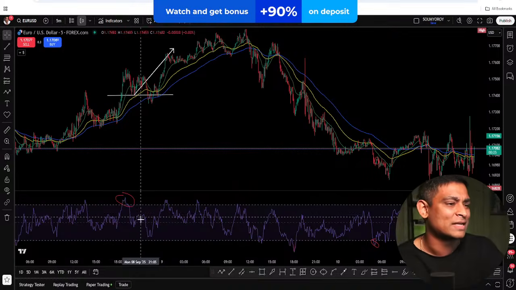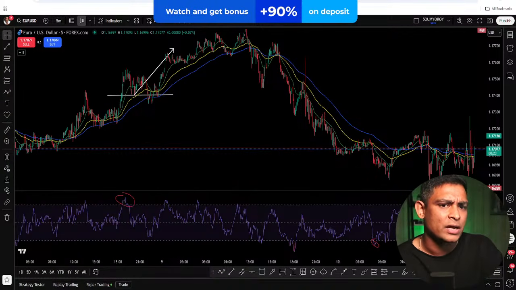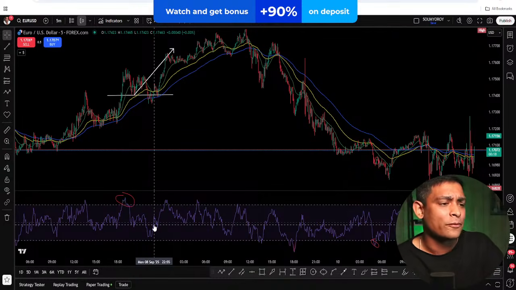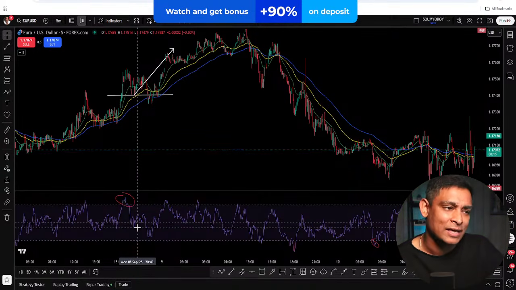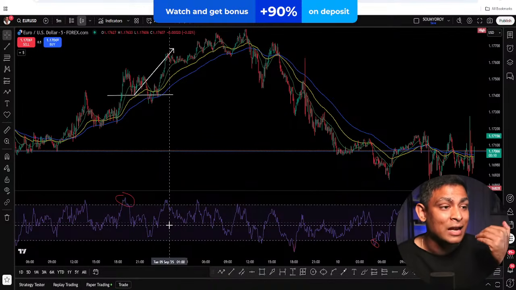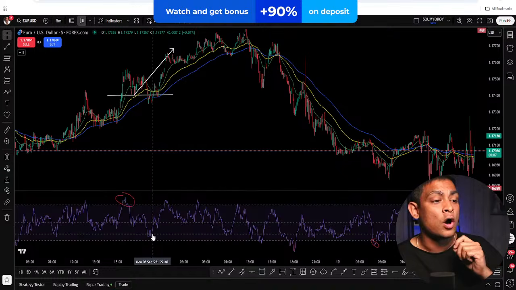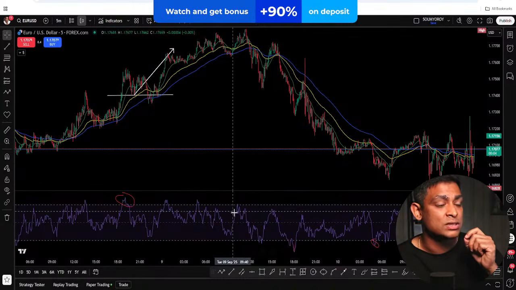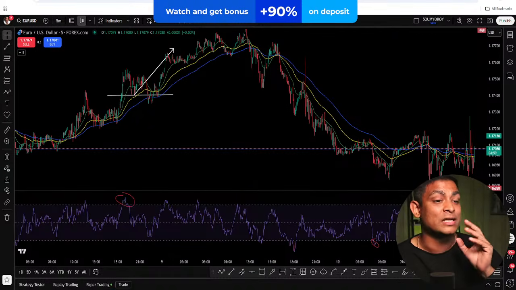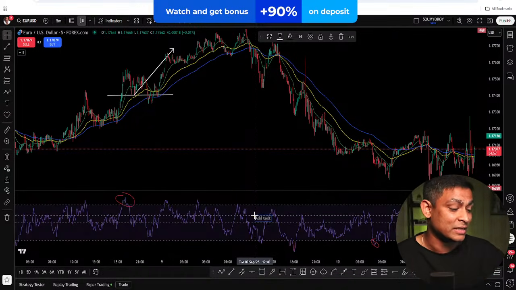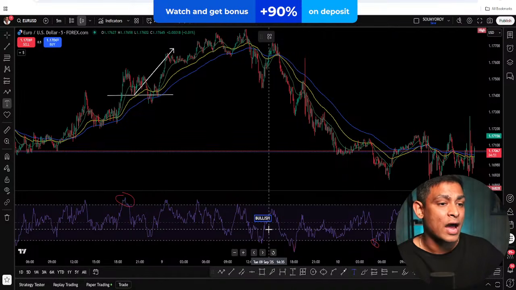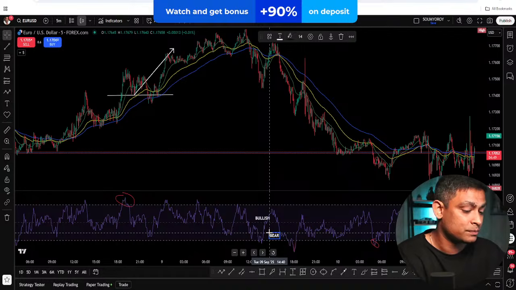Now let's understand what exactly is happening. You can see this 50 line very clearly, right? So now what if I say that this 50 line is acting as a support, or that the movement of this line graph above and below the 50 line will decide if our price is bullish or if our price is bearish.